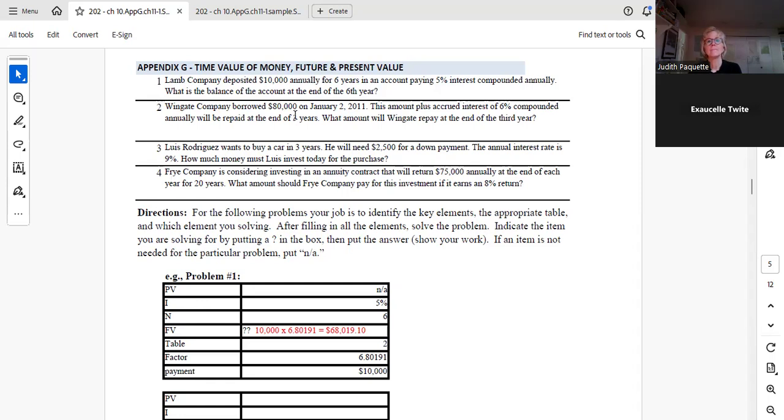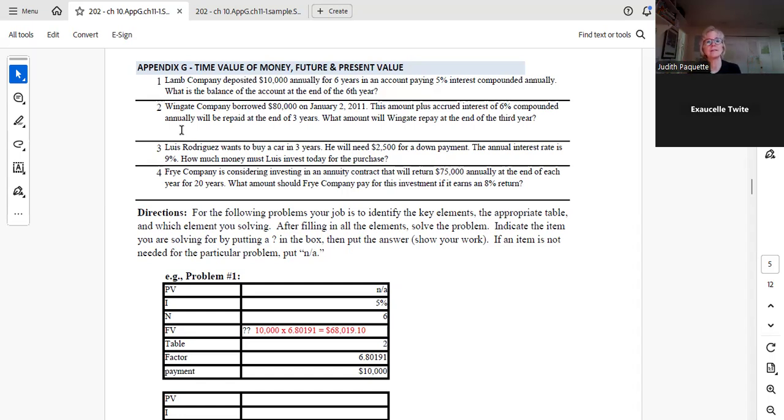Here they're saying they deposit annually. Annual means once a year for 6 years, so 6 times they deposit the money. If it's a series of equal payments, it will be an annuity, not a single amount. So your first question should always be, is it a present value or future value? Then you're down to two tables, right? And then you say, okay, is it a series of equal payments or is it a single amount?